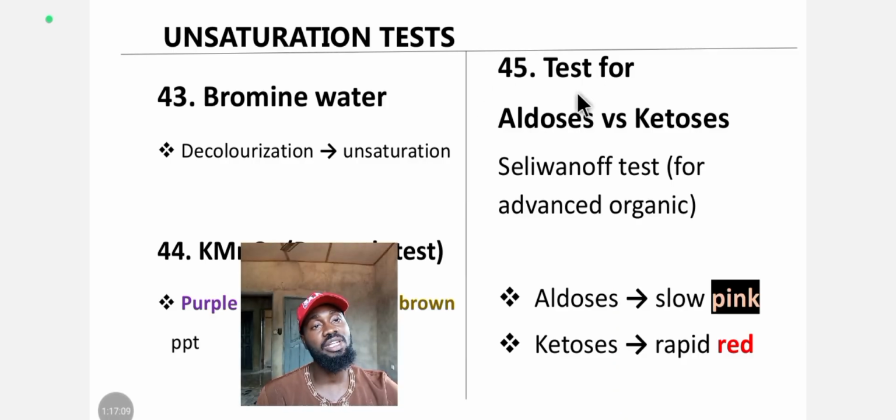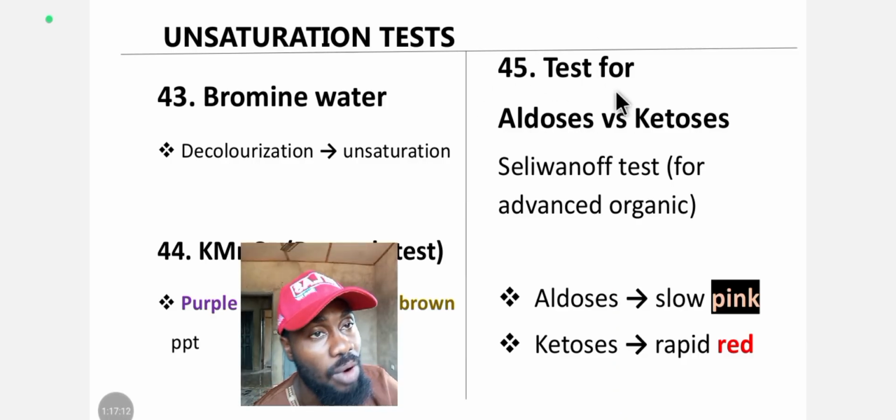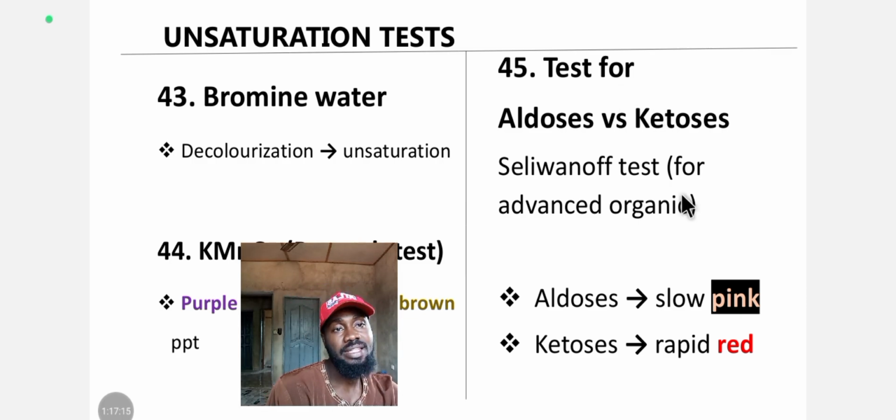On the right hand side of the table we have number 45, and that's the test for aldoses and ketoses. For this test for aldoses and ketoses, we usually use the Seliwanoff test for advanced organic chemistry. For the aldoses, you are going to get a slow pink coloration, while for the ketoses you are going to get a rapid red coloration using the Seliwanoff reagent. With this we have come to the end of the lecture.